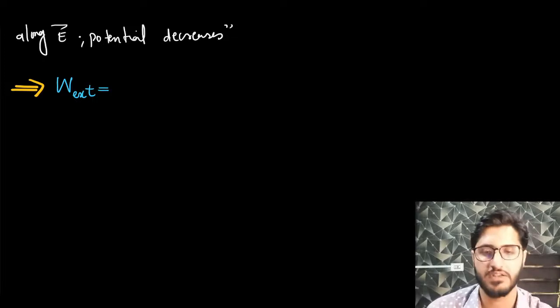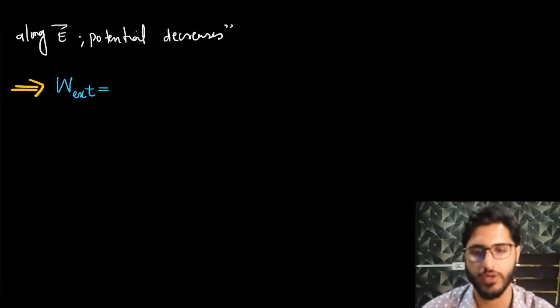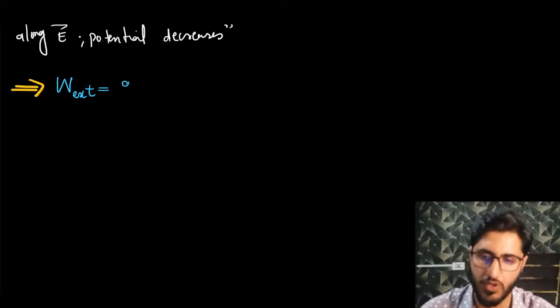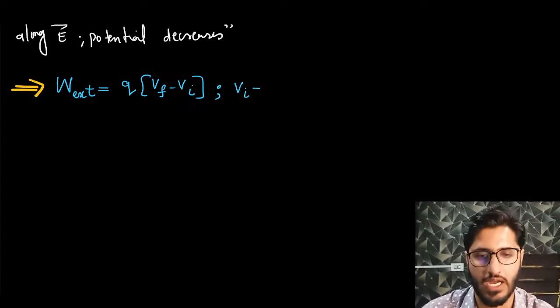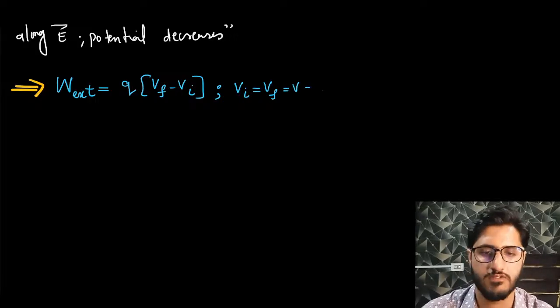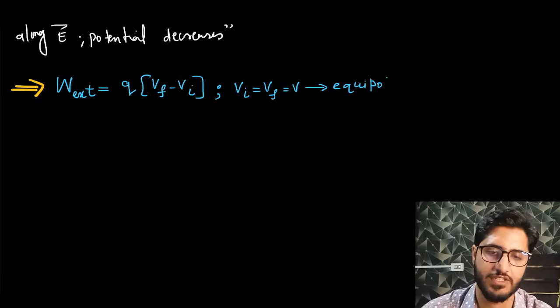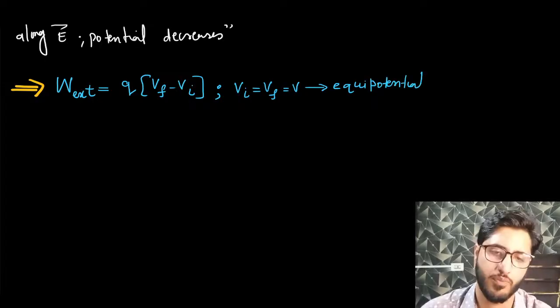So work done by the external field or the electric field in taking a particle from one point to a different point, we know a simple formula: W equals q times V final potential minus initial potential. If we are dealing with equipotential surfaces, Vi equals V final equals V. Why? Because we are dealing with an equipotential surface.